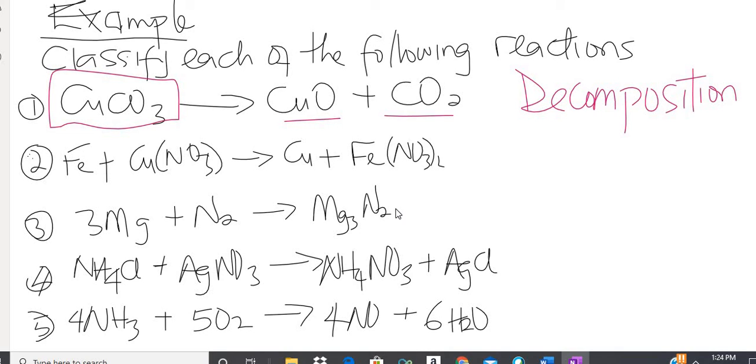Number 2, we have Fe and copper(II) nitrate, and if you notice in the product, Fe is able to replace copper in this reaction, leaving copper alone. Fe is stronger, or more reactive, than copper, and Fe took over nitrate from copper. So this is a clear example of single replacement.